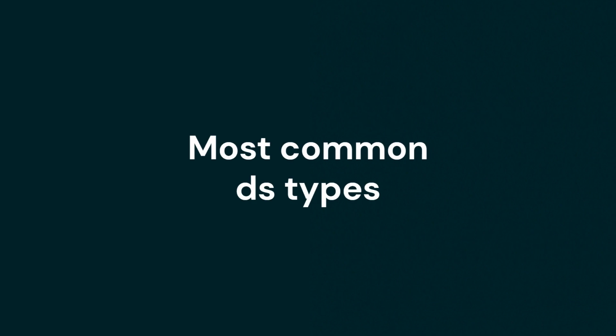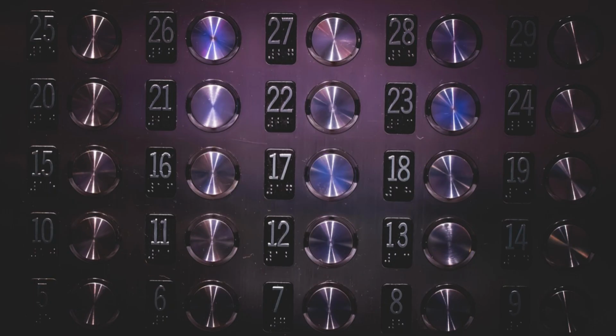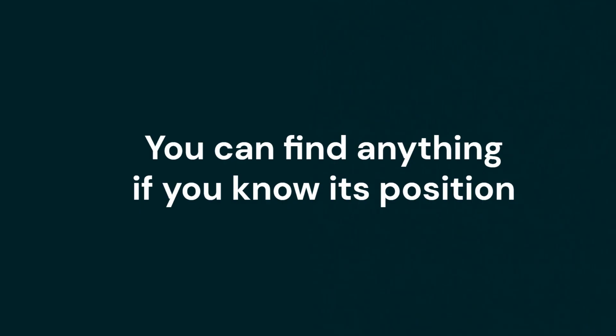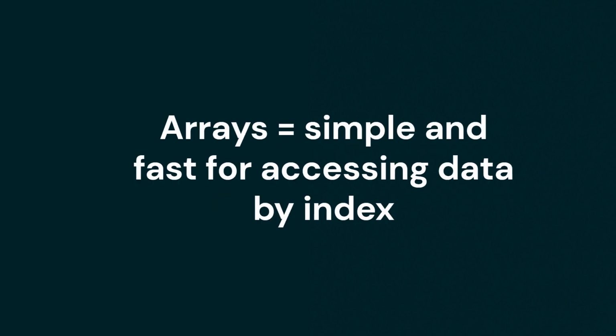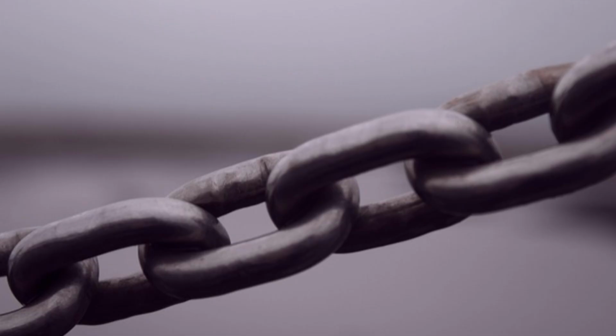Let me quickly introduce some of the most common data structures you may come across. So first of all, we have arrays. Think of it like boxes lined up in a row. Each box holds one item, and you can quickly find anything if you know its position. Arrays are simple and fast for accessing data by index. Linked lists now. Instead of lined up boxes, imagine a chain where each link points to the next one.